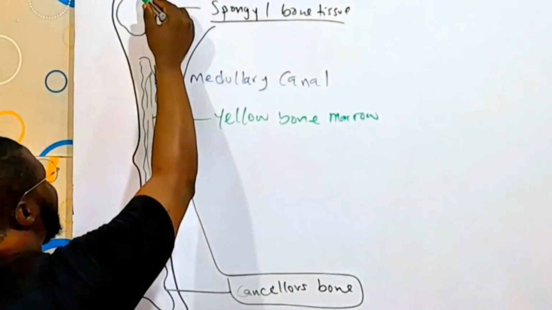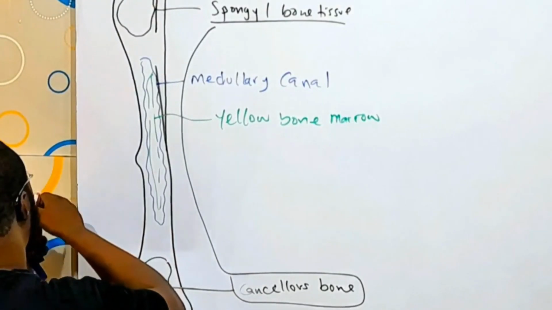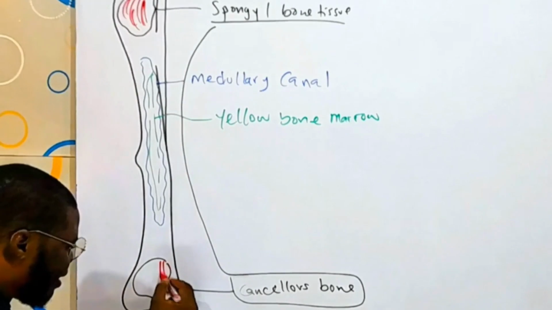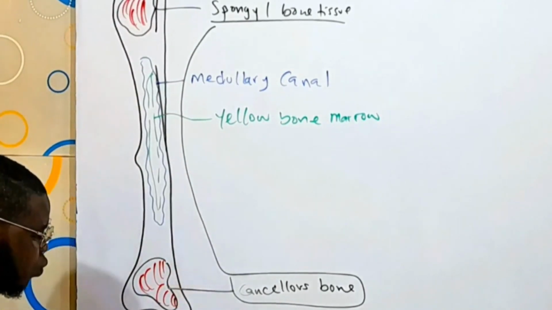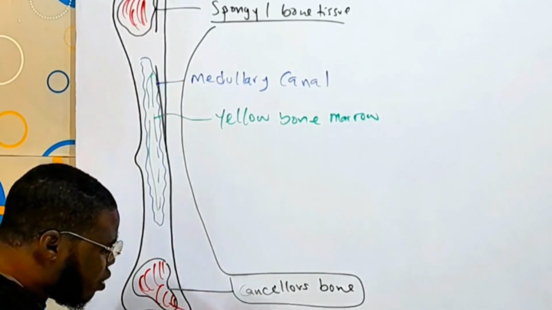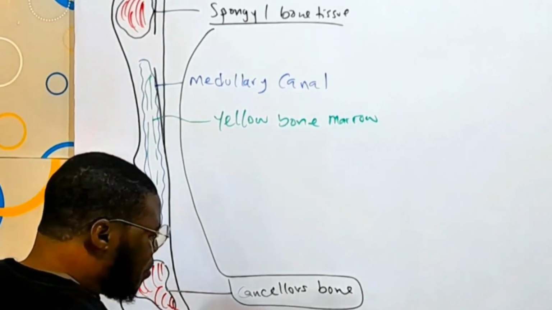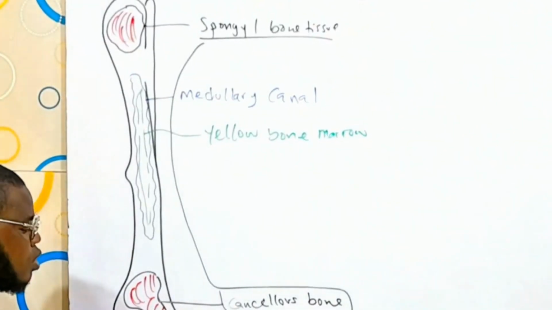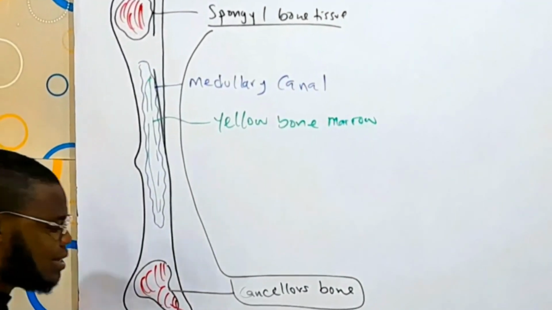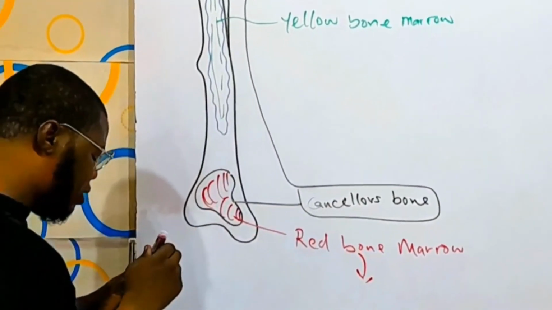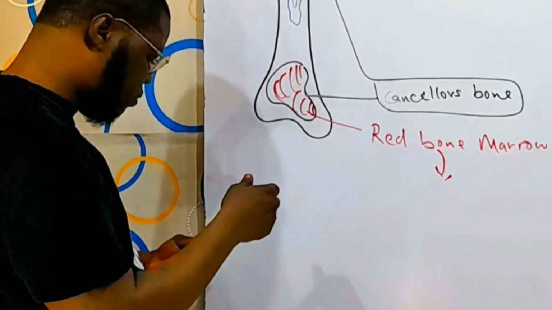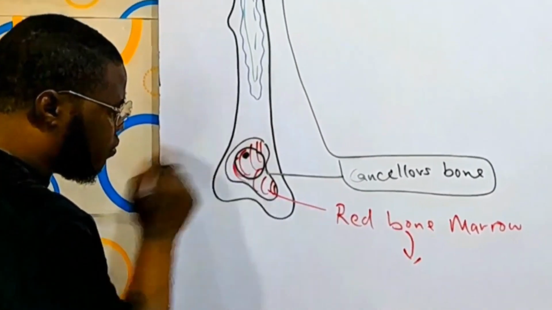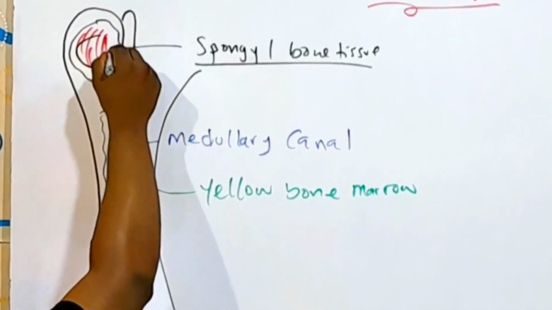The red bone marrow can be found, apologies, inside this place, so inside the cancellous bone tissue. You have the red bone marrow. This red bone marrow has a cell inside it. So we have a cell inside this red bone marrow.